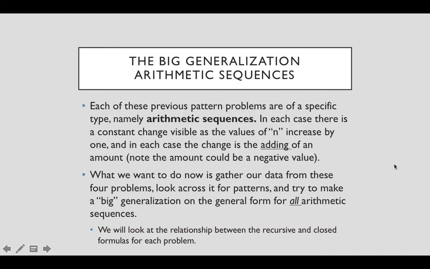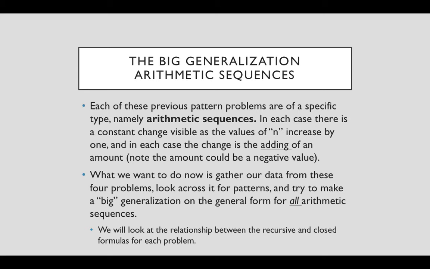Okay, what I want to do now is look across these 4 tasks and see if we can find a big generalization that can help us write closed formulas for these types of growing problems, what we're going to call arithmetic sequences. Each of these previous pattern problems are of a specific type. They're namely called arithmetic sequences. In each case, there is a constant change visible as the values of n increase by 1, and in each case, the change is the adding of an amount. Even though in these examples the number increased by a value, it could actually decrease by a value as well.